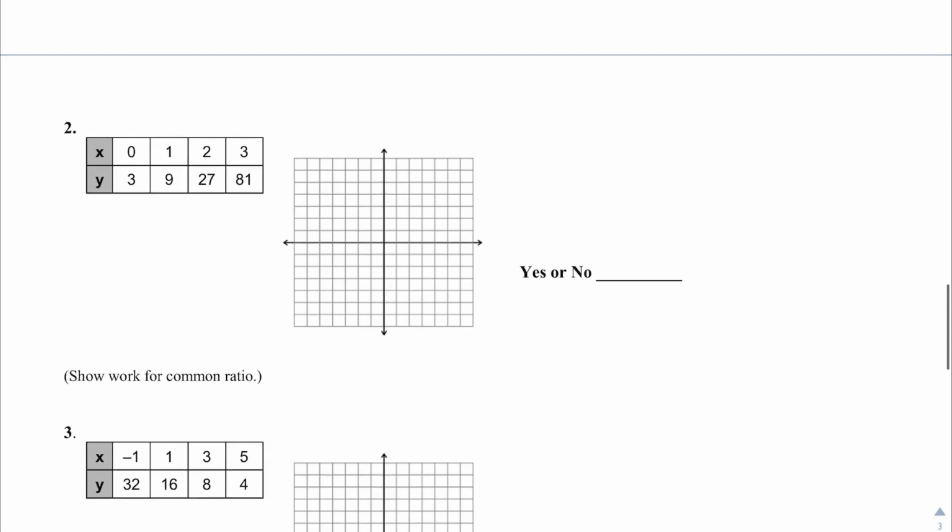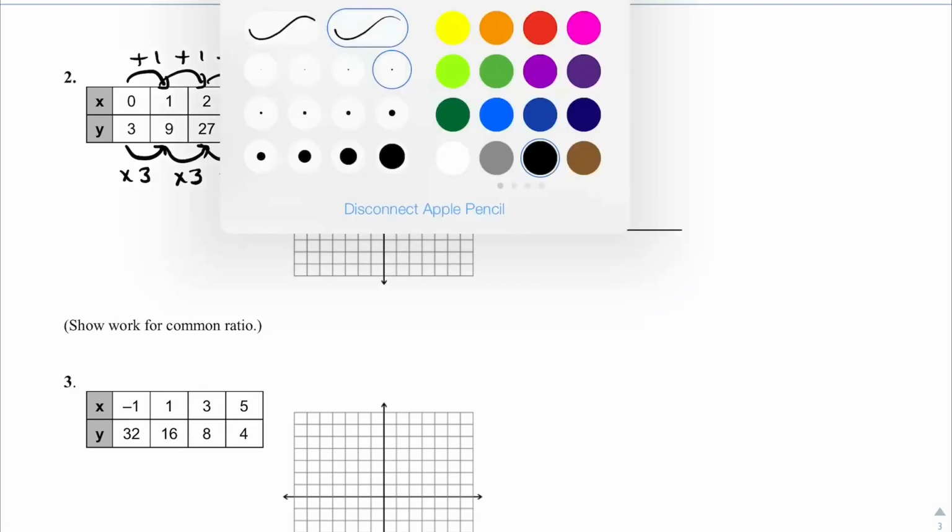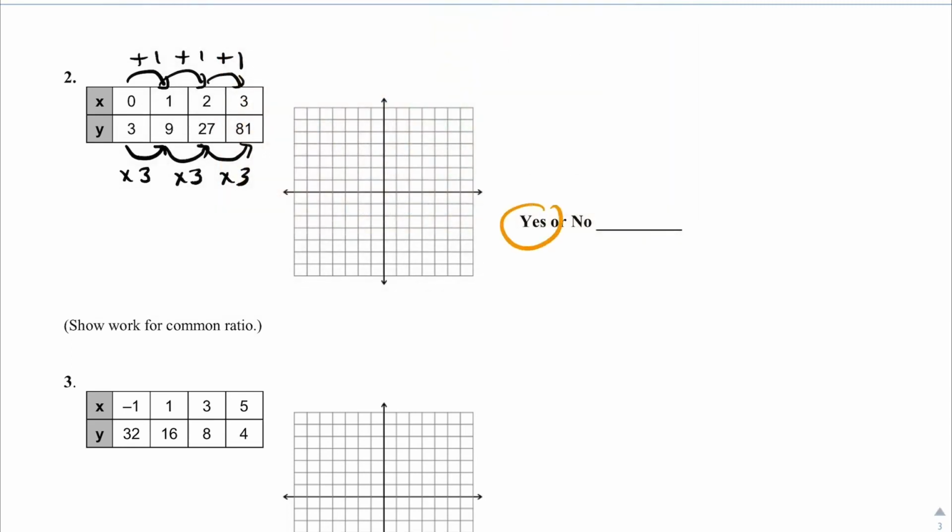These should go pretty quickly. Number 2, is it displaying exponential behavior? First we check the domain values. Plus 1, plus 1, plus 1. So yes, so far so good. And now I test for a common ratio. To get from 3 to 9, I times by 3. 9 to 27 times by 3, and 27 to 81 is times by 3. So I simply circle yes. I have shown work for my common ratio.